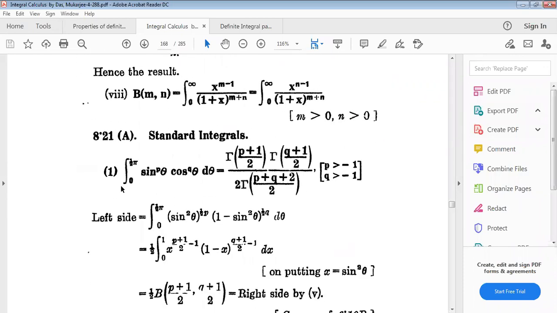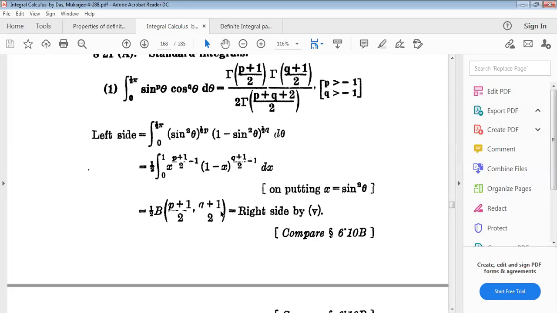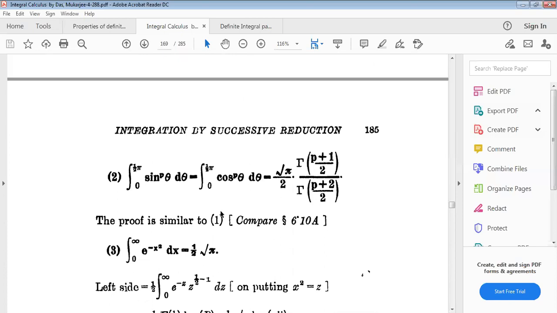Another standard integral: the integral from 0 to pi by 2 of sine to the power p theta cos to the power q theta d theta equals gamma of p plus 1 by 2 into gamma of q plus 1 by 2, divided by 2 into gamma of p plus q plus 2 by 2. This is the standard integral for the gamma function. p and q may be any numbers greater than minus 1. Then you have to use this formula.